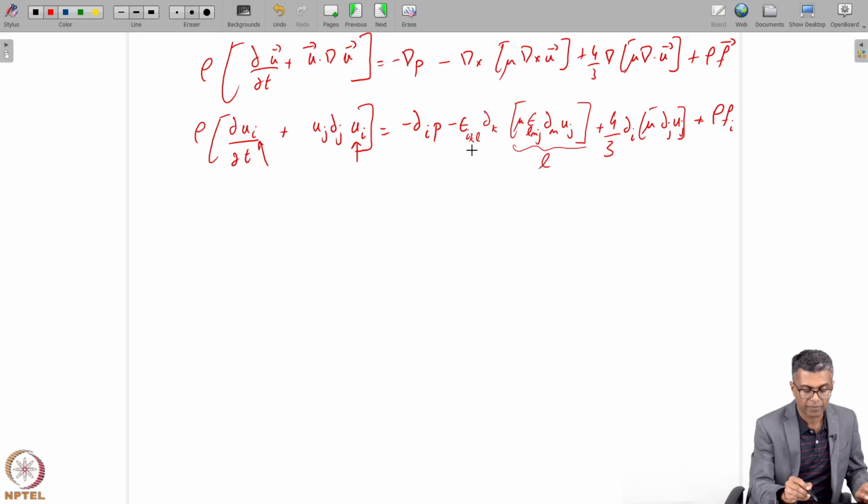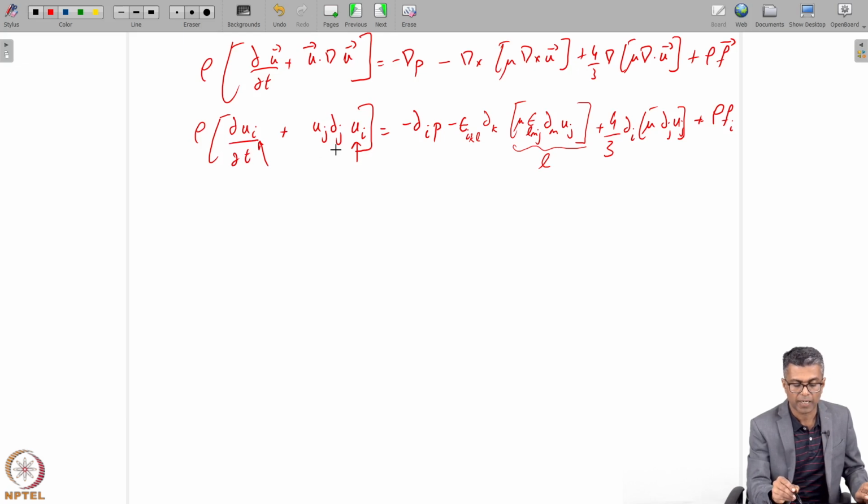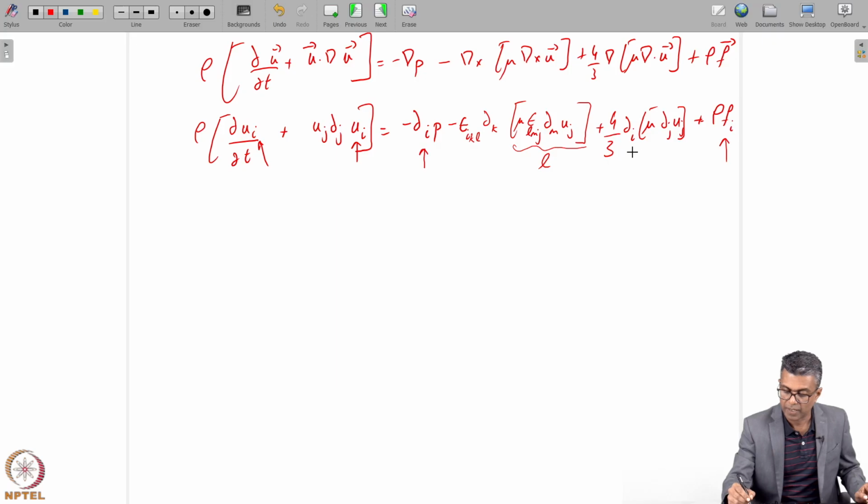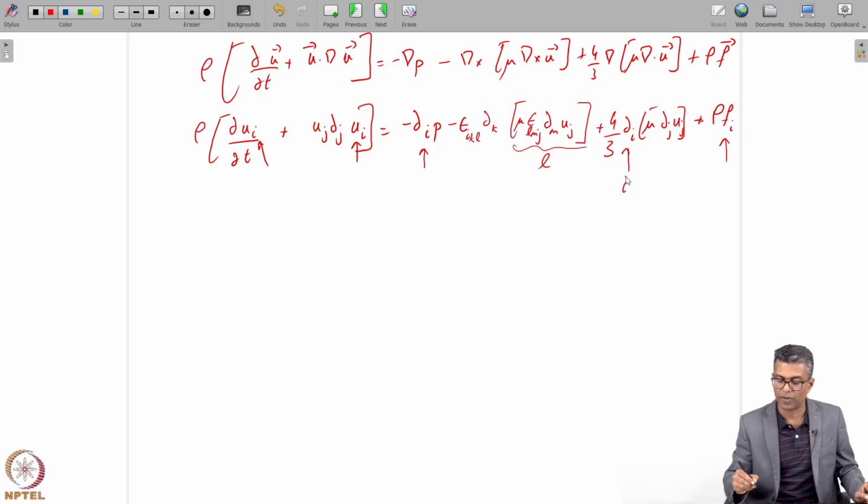So I have rho del T of Ui plus Uj del J Ui, so now everything is in terms of Ui. And then here also minus del IP, again in direction of I. Coming back to the last term, it is rho Fi, so in the direction of I. Here too, it is in the direction of I, because this is just a dummy index.